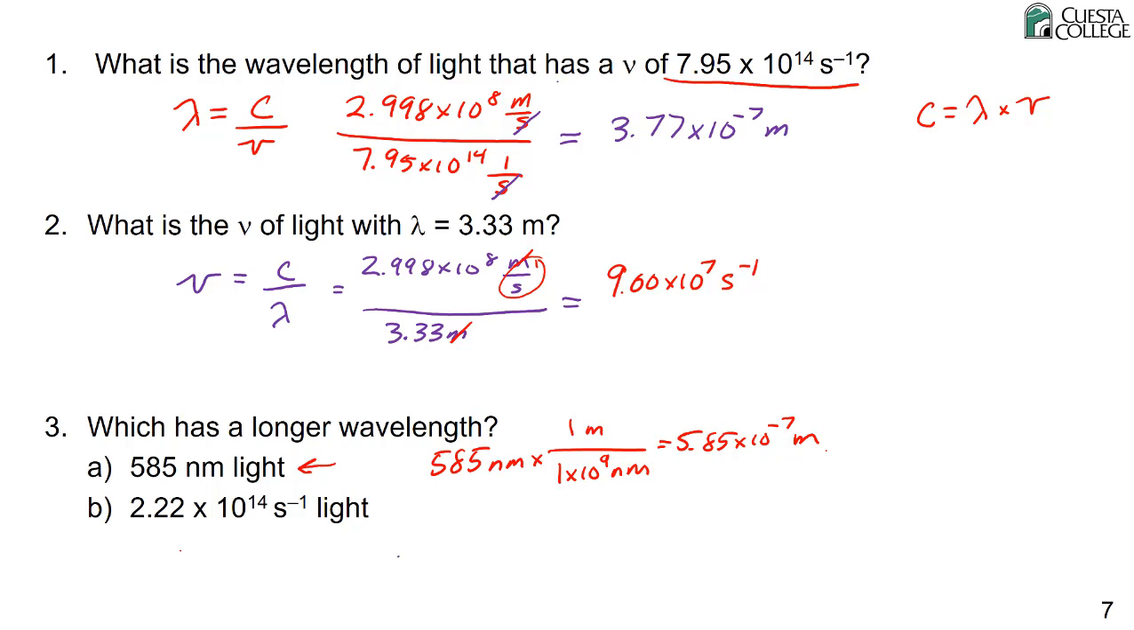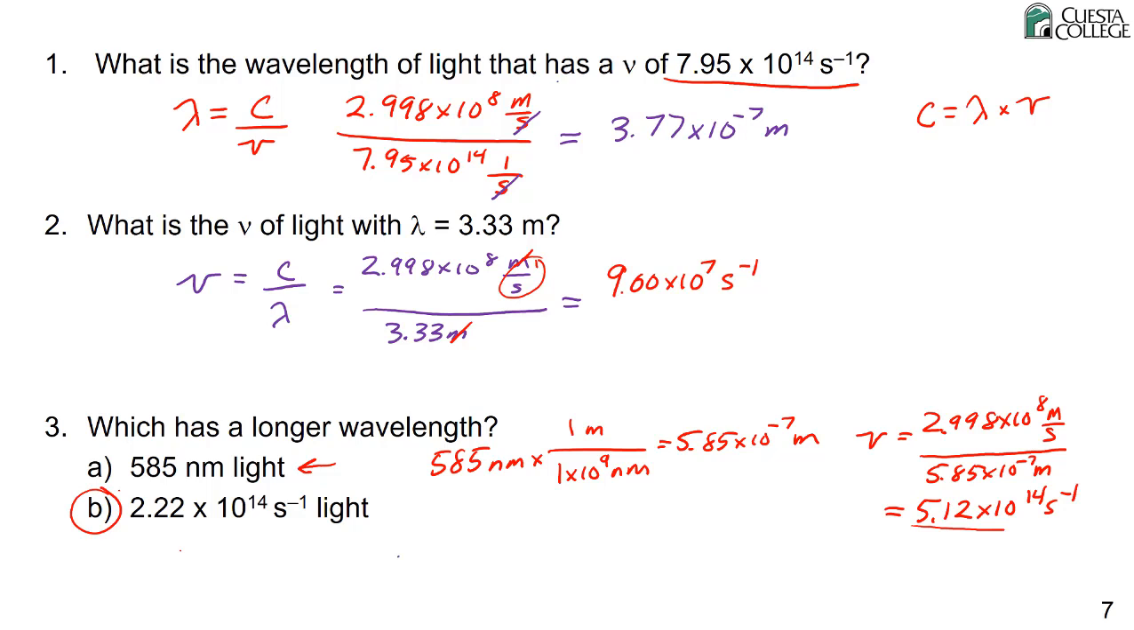We can then use the frequency formula to calculate frequency. This works out to be 5.12 times 10 to the 14th seconds to the minus 1. We can see that this wavelength of light then has the higher frequency, therefore the shorter wavelength. So this would have the longer wavelength, being lower in frequency.